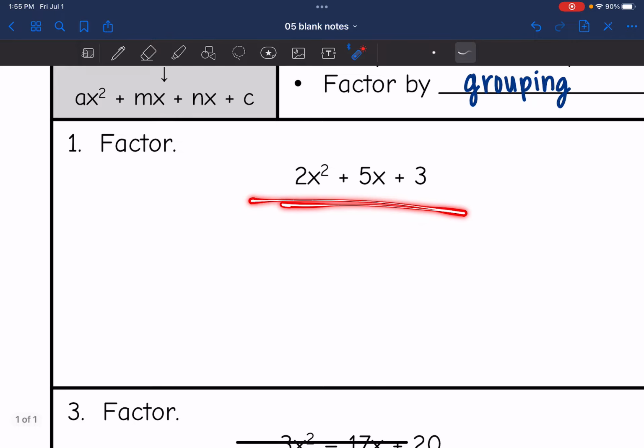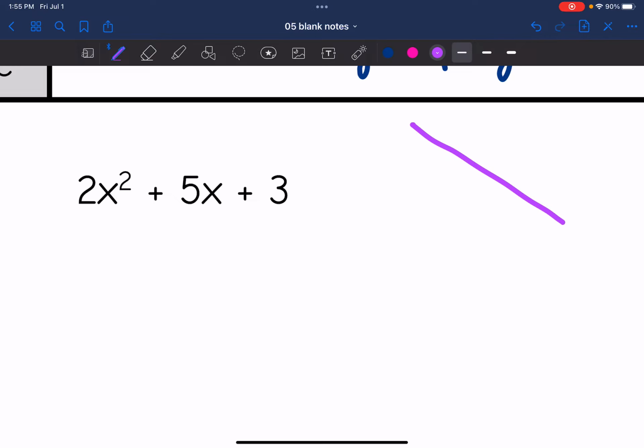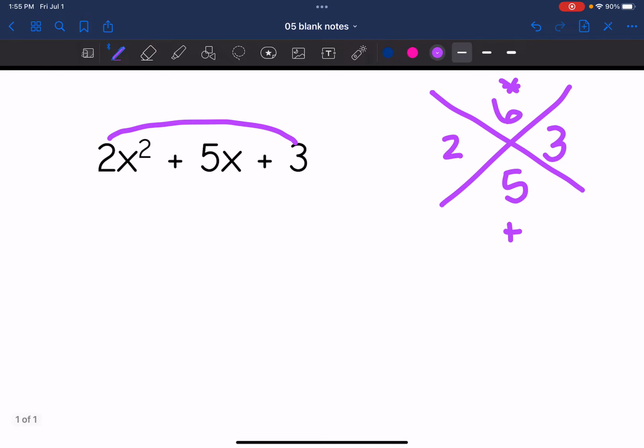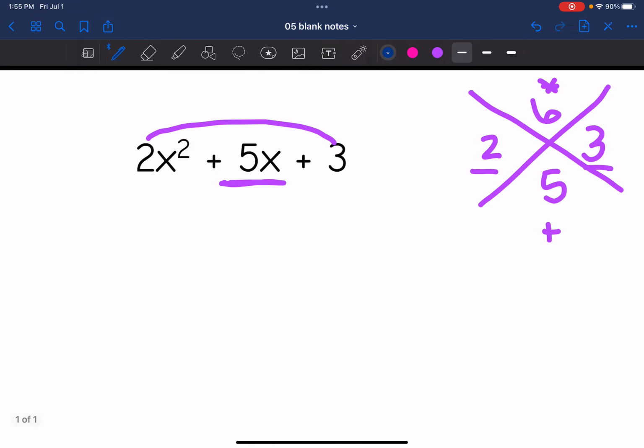I don't have a GCF there, so I can jump straight to finding the magic numbers. So I want to figure out what multiplies to a times c. So 2 times 3 would be 6. And then what adds to 5. So what adds to 5 and multiplies to 6, that would be 2 and 3. So now I am going to split up the 5x term into 2x and 3x. So I will get 2x squared plus 2x plus 3x plus 3.